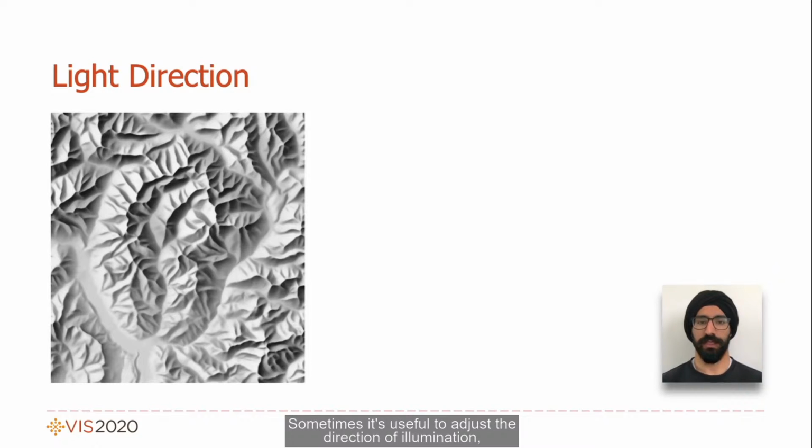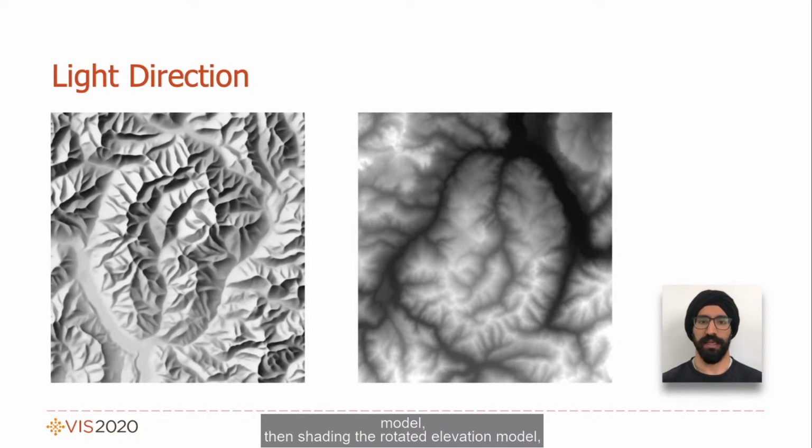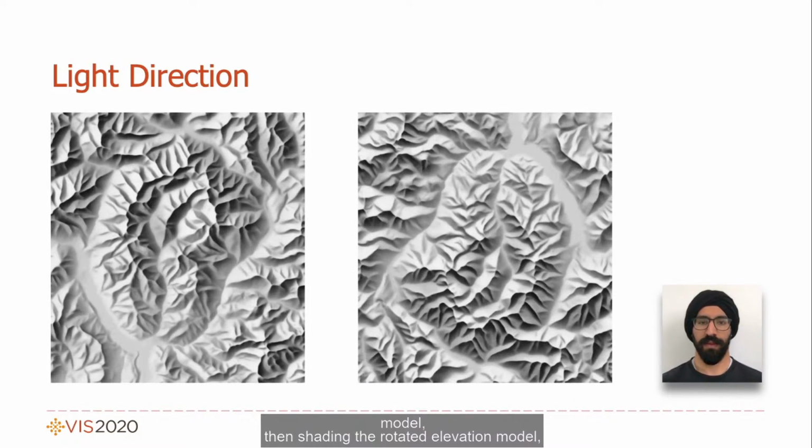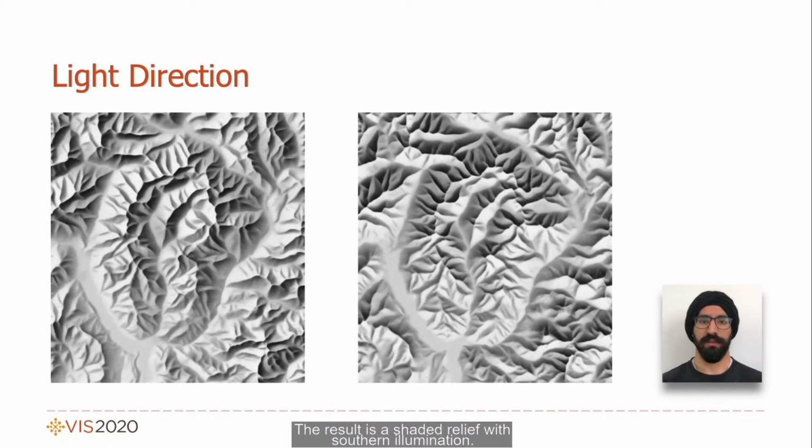Sometimes it's useful to adjust the direction of illumination, for example, when we want to imitate the natural southern illumination direction on the northern hemisphere. This can be achieved by first rotating the elevation model, then shading the rotated elevation model, and then rotating the shading back to the original orientation. The result is a shaded relief with southern illumination. Of course, we can use any angle of rotation.